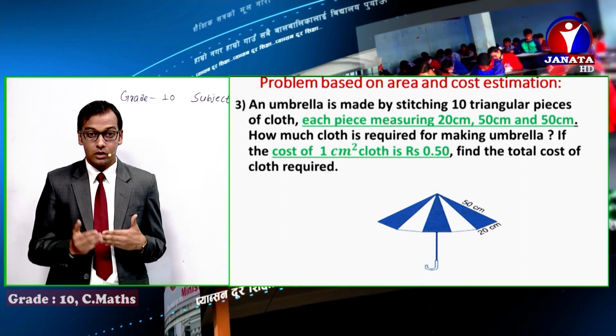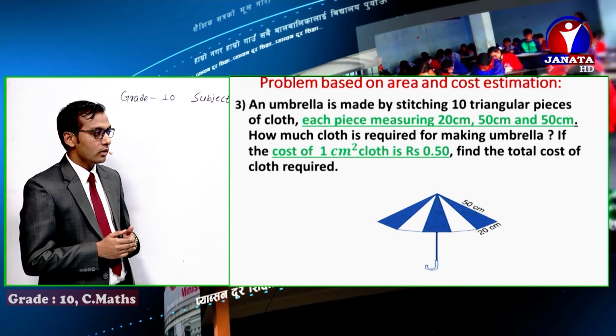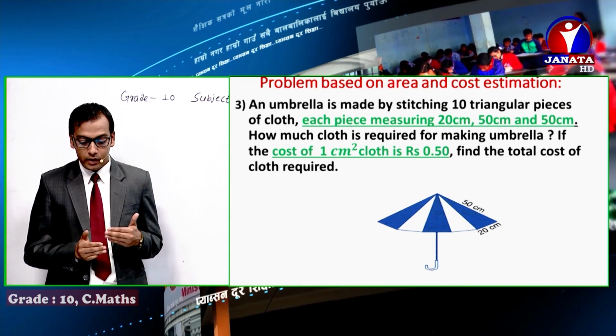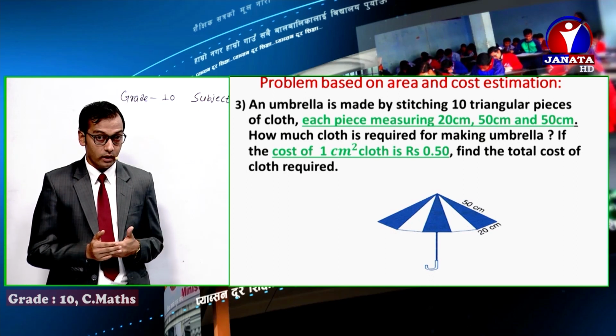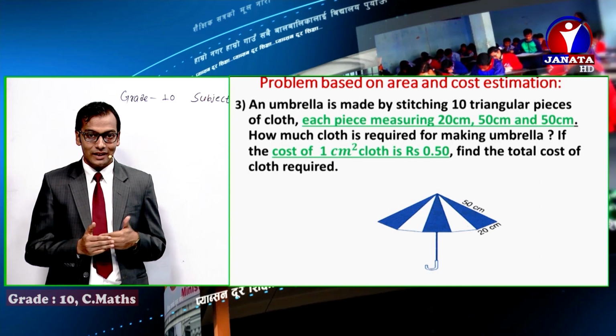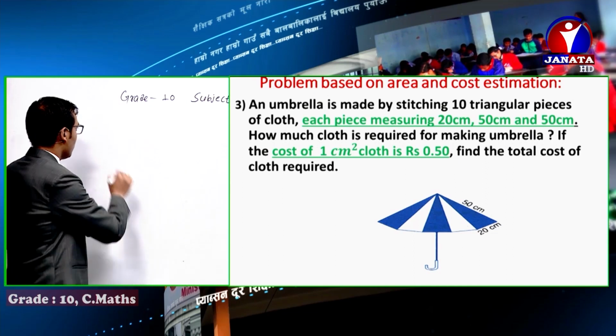That is the first part. In the second part, if the cost of 1 square centimeter of cloth is rupees 0.5, find the total cost of cloth required. We can find the total cost after knowing the area of this umbrella. So let's start this question now.